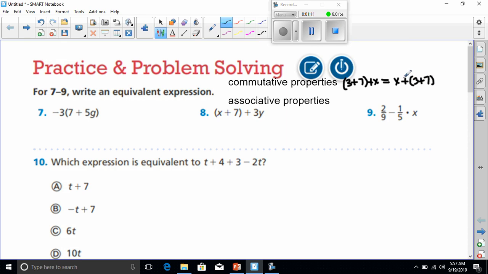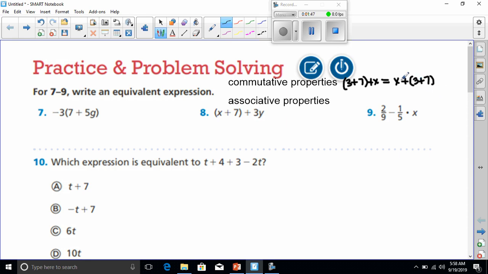Now notice I didn't change where the parentheses were. I just changed where the numbers went. The numbers in the parentheses stayed in the same order, but I changed the order of what is being added. It's still going to equal the same because when I'm adding, all numbers come up to the same sum. You can do this with multiplication as well.